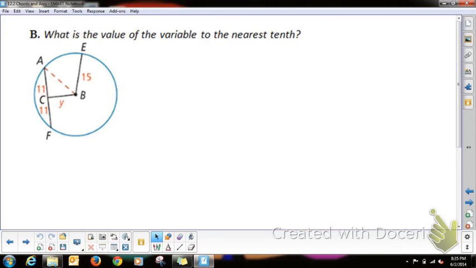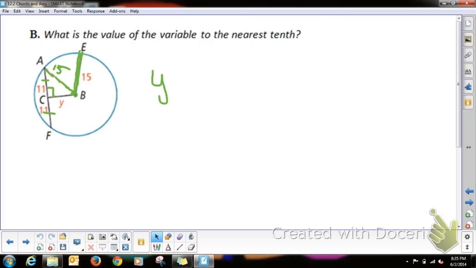What is the value of the variable to the nearest tenth? So like I was just saying a second ago, all radii of a circle are congruent. Radii, by definition, are from the center to the side. So BE is a radius. Well, we want to find the value of y. This line here, BA, is also a radius. So it is 15. This is the perpendicular bisector because it was 11 and 11. So now we can use the Pythagorean theorem to find the value of y. We're going to round to the nearest tenth.